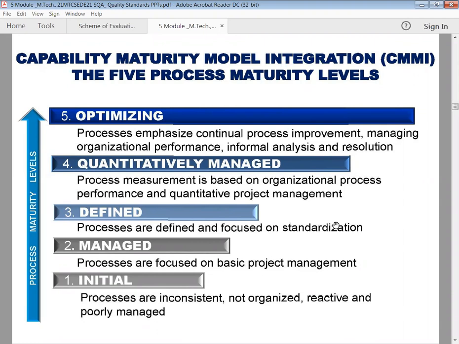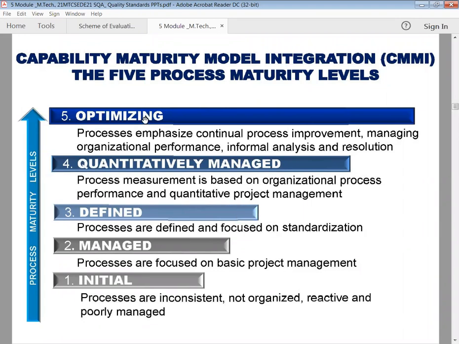If you take the quantitatively managed, the fourth level, process measurement is based on the organizational process. So the overall organization process must ensure the quality of your software. Performance and quantitative project management techniques are used. So the performance will be evaluated quantitatively. We have to measure how much we are spending, how much we are producing. Everything we measure in terms of quantity.